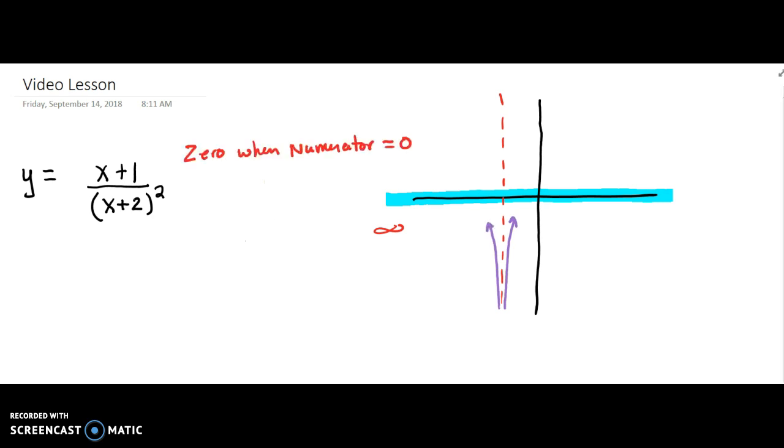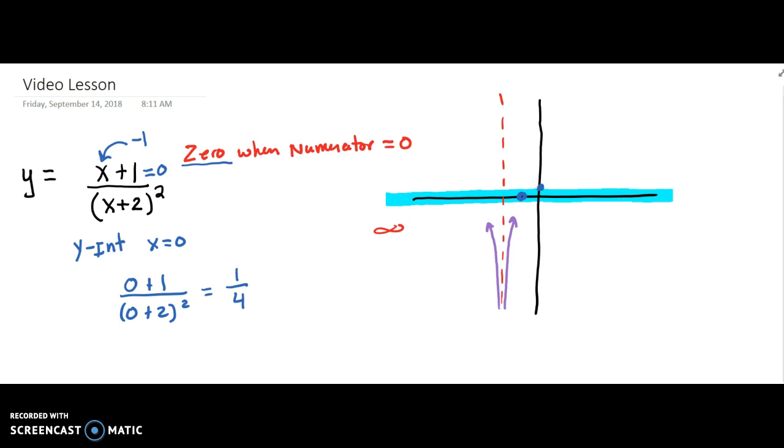So the next thing I'll do is look for any zeros, and that'll happen when the numerator equals 0. Well, that's pretty easy to see that we have a 0 at -1, so I'll plot that. Also, y-intercepts are easy to see because that's whenever x equals 0. So we'll put in 0 plus 1 over 0 plus 2 squared, and we'll see that when x equals 0, y is 1/4. I can put that dot in.